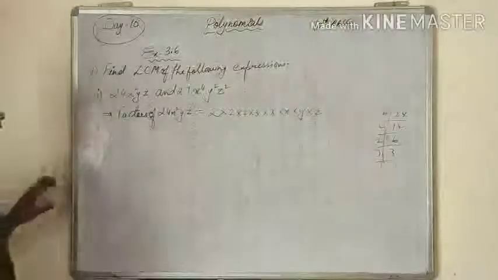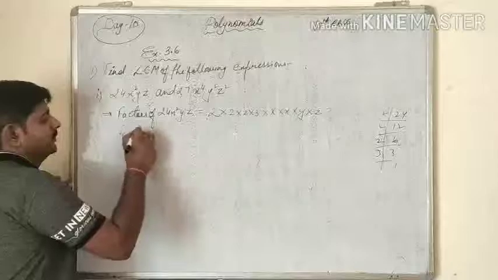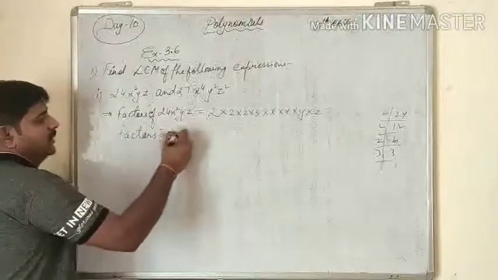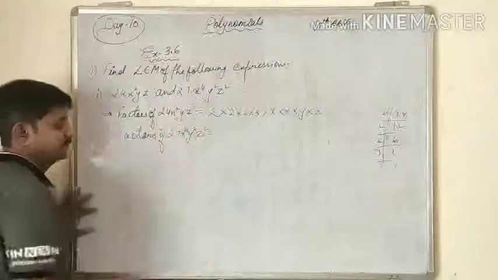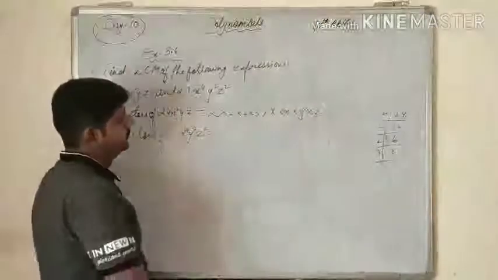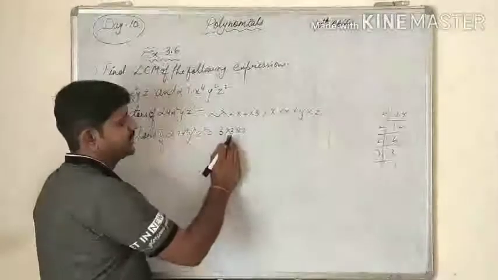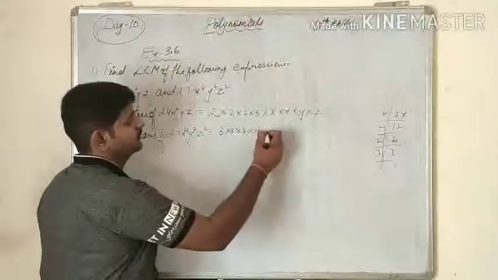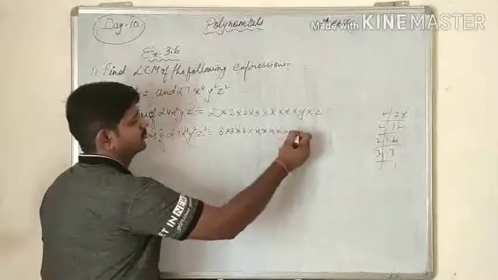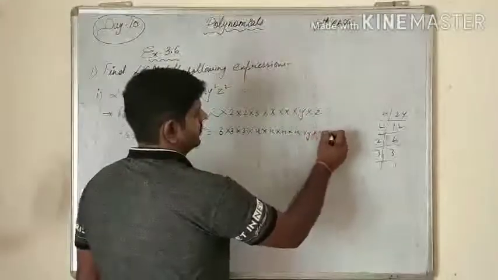Let's write factors of the second one. Factors of 27x raised to 4 y square z square. So 3 into 3 into 3, 3 3 is 9, 9 3 is 27. x raised to 4, y square and z square.